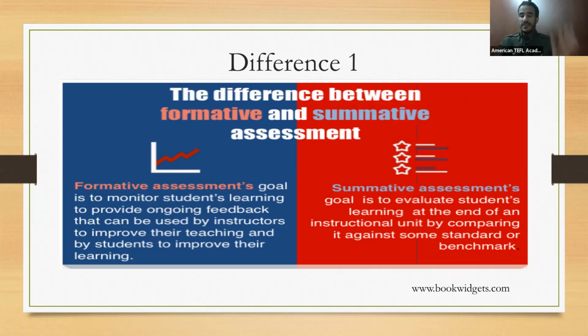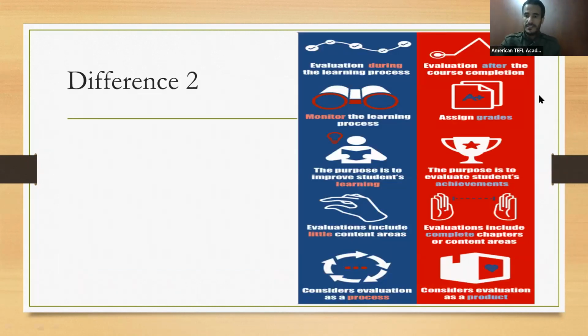Here the difference is formative helps the two, the teacher and the learner. It's during the course. Summative, it's at the end, but it helps the teacher to make judgments or to give grades and to know students' level. Great. Second difference number 2.